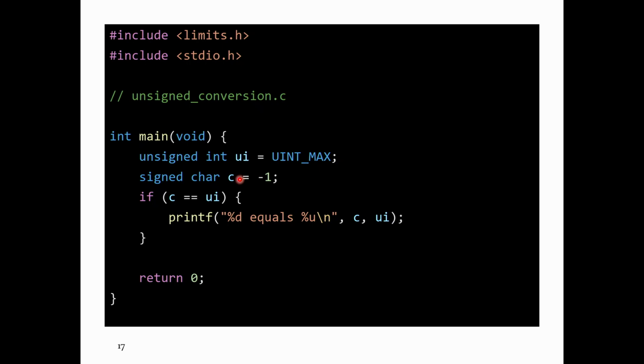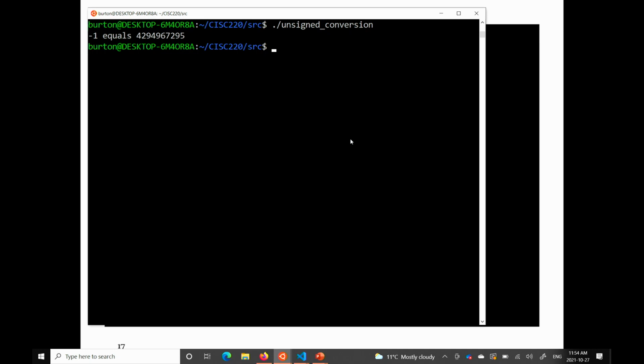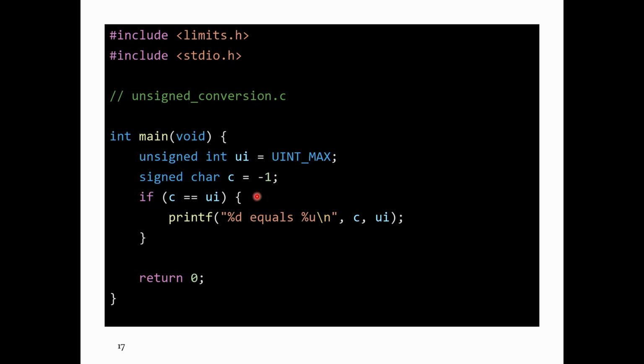And the answer is yes, it does print that out. This is unsigned conversion. -1 is apparently equal to 4294967295, which is probably not the result you were expecting, but that's the way it works. Because this number gets promoted up to unsigned int, and the representation of -1 is all ones in binary. When you convert that up to a larger type, you get all ones, and all ones in the unsigned type is the largest value of the unsigned type. That's why it prints that those are in fact equal, but probably not what you were expecting.